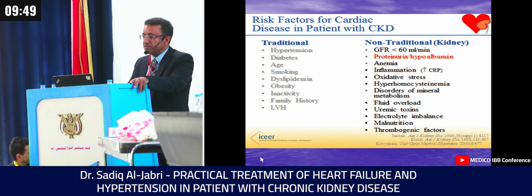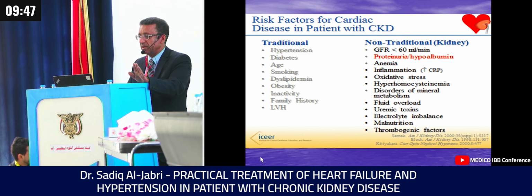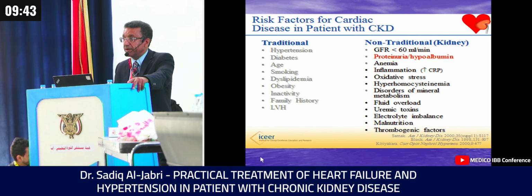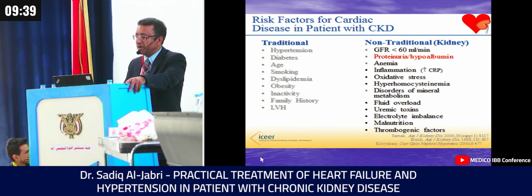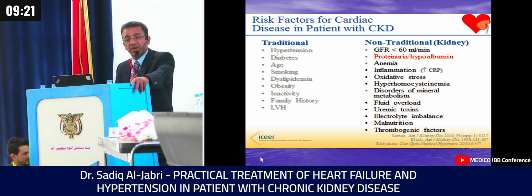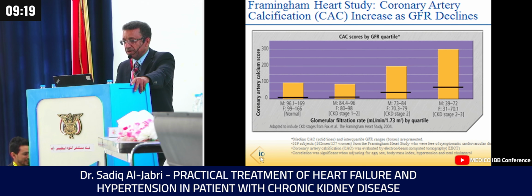The risk factors for cardiac diseases in patients with CKD include the traditional known risk factors and non-traditional ones. One of the most important non-traditional risk factors is the decline of the estimated GFR, which starts from stage 2, CKD less than 60 ml per minute, with proteinuria and hypoalbuminemia that lead to endothelial dysfunction and the well-known cascade that leads to cardiovascular diseases and complications.